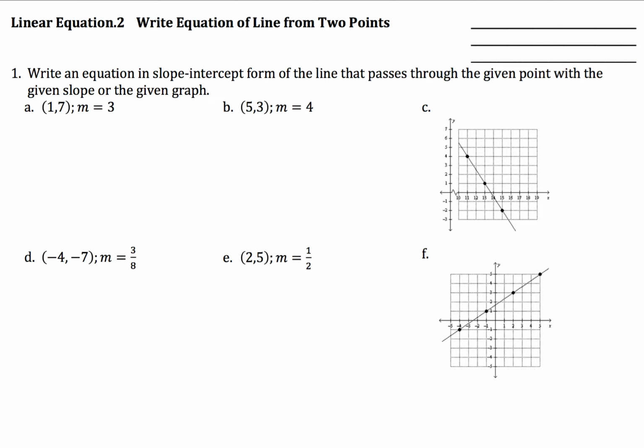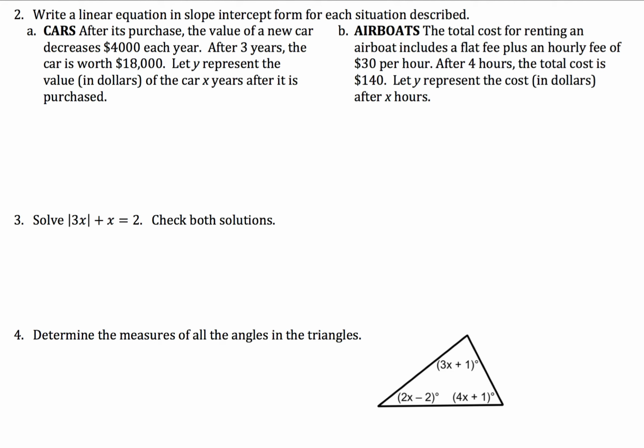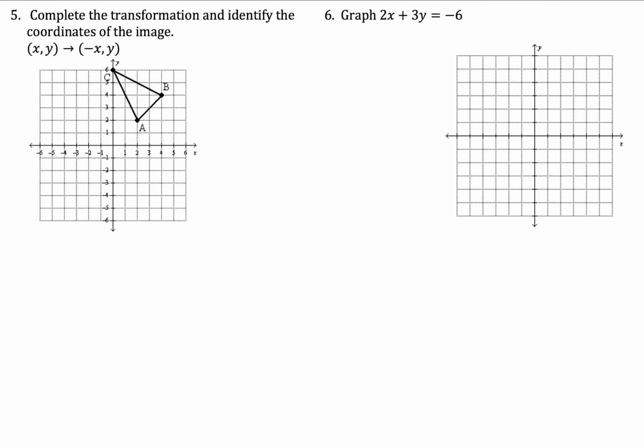On C and F, you've got a graph where you can't tell where the y-intercept is, so you need to do some solving or some other figuring. On part C, realize that this does not start at 0. There's a broken line because part of it's taken out there. Number 2, a couple of situation problems. Number 3 is a review of solving with absolute value. Number 4 is from Unit 3, the angles in a triangle add up to 180.